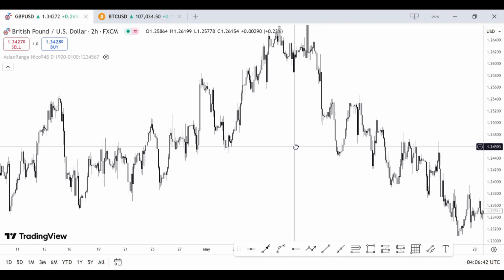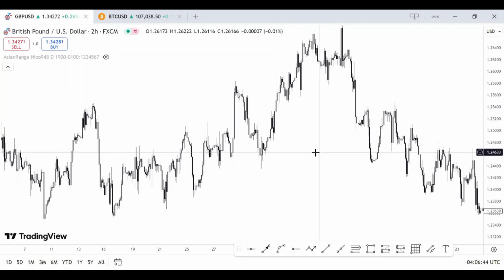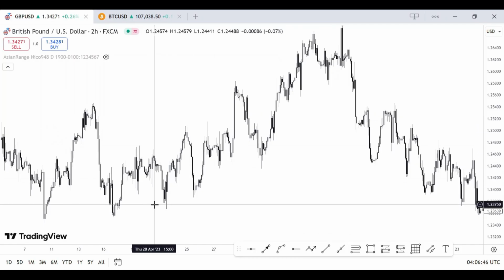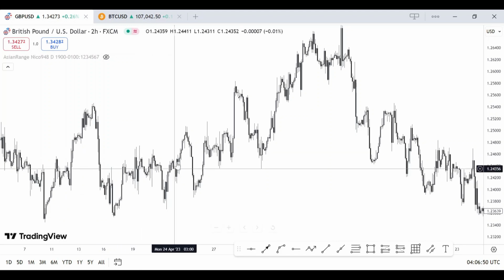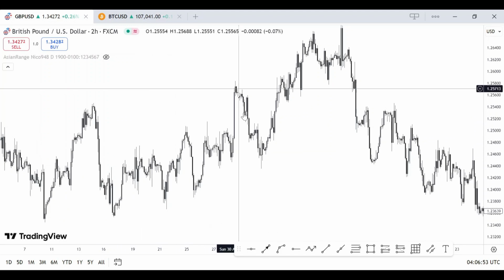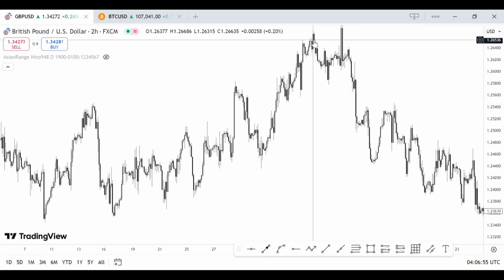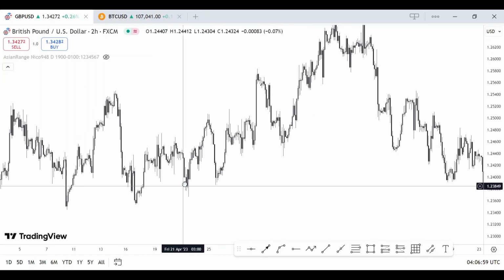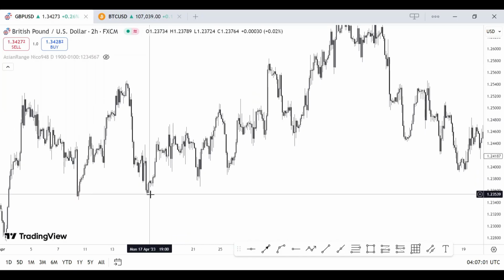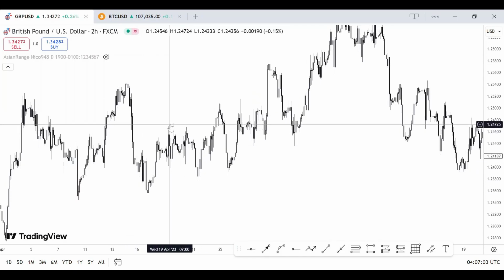So let's take a look at this chart example. You can clearly see that price is in an uptrend. Why? Price is making a series of higher highs and higher lows. What can we see? You can see this low here and this high here. What is underneath it? A low. This will serve as your liquidity.